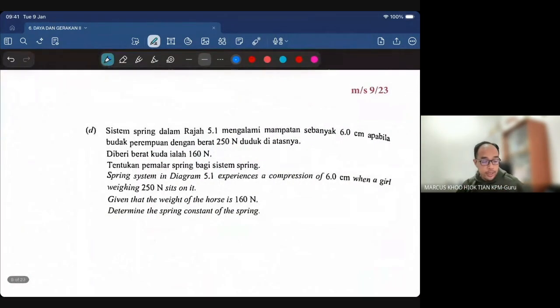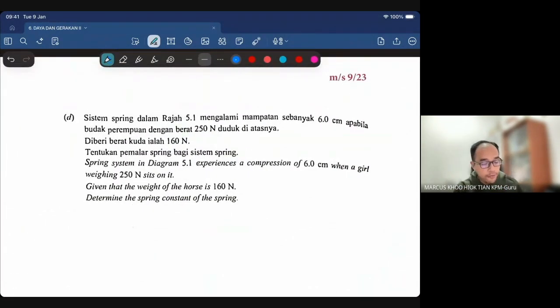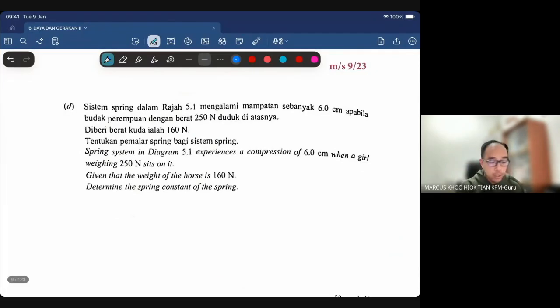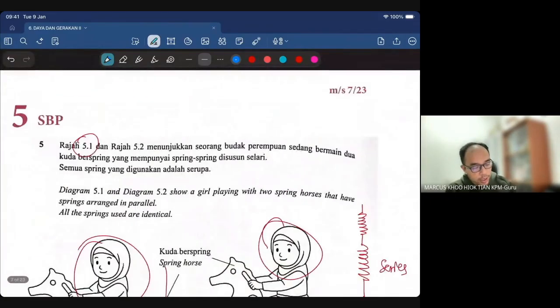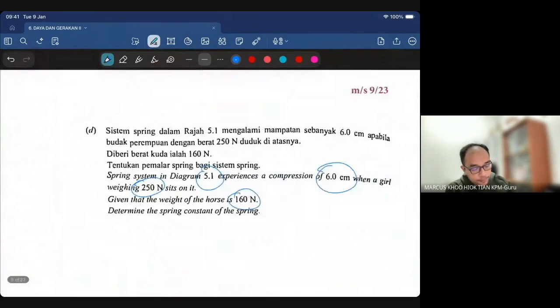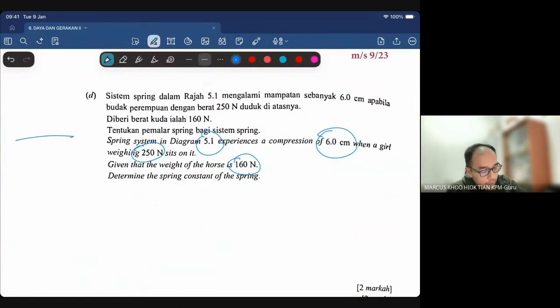D, the spring system in diagram 5.1 experiences a compression of 6 centimeters when a girl weighing 250 newtons sits on it. Given that the weight of the horse is 160 newtons, determine the spring constant. Diagram 5.1 is 2 springs, and the compression is 6 cm.